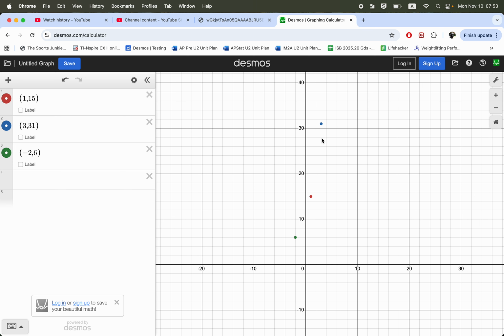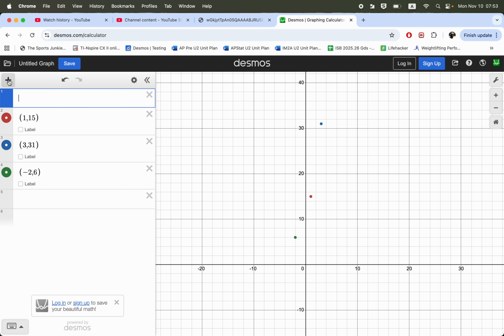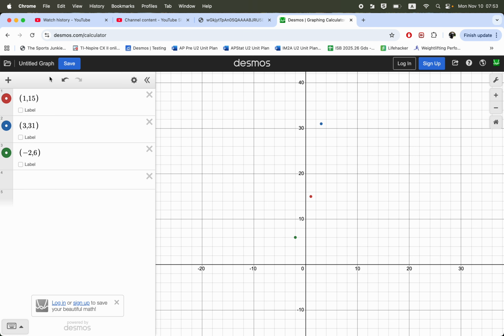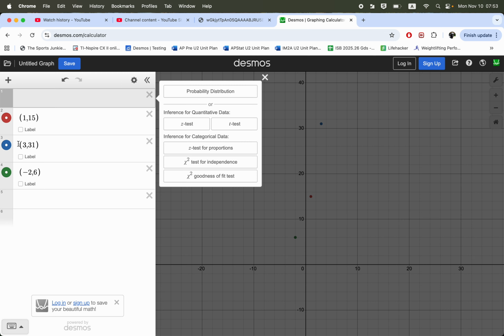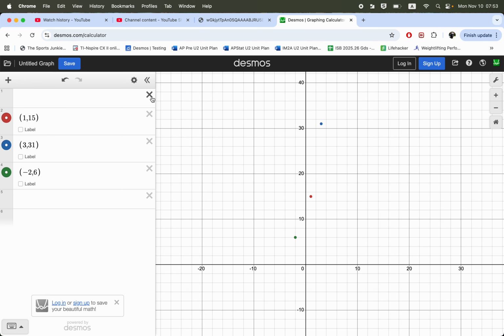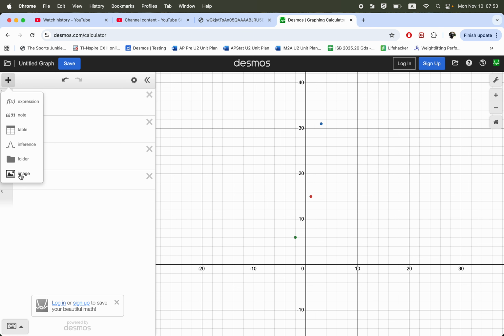Hopefully you can see it looks like it's going to be an upward facing parabola. I'm going to just do regression. Oh, this is embarrassing. I'm forgetting how to do this. Oh, I got to put it in a table. No, never mind. I'm not going to do it, guys.